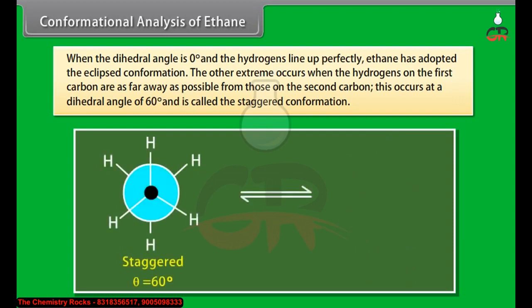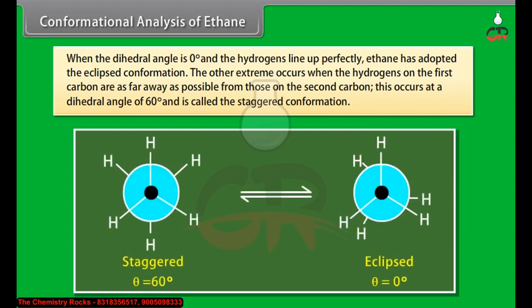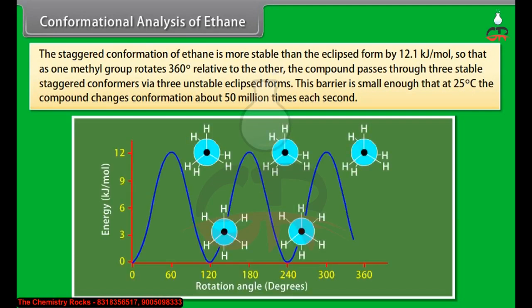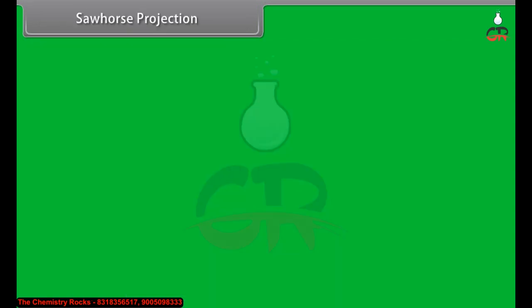The other extreme occurs when the hydrogens on the first carbon are as far away as possible from those on the second carbon. This occurs at a dihedral angle of 60 degrees and is called the staggered conformation. The staggered conformation of ethane is more stable than the eclipsed form by 12.1 kJ per mole, so that as one methyl group rotates 360 degrees relative to the other, the compound passes through three stable staggered conformers via three unstable eclipsed forms. This barrier is small enough that at 25 degrees Celsius, the compound changes conformation about 50 million times each second. Sawhorse projection.